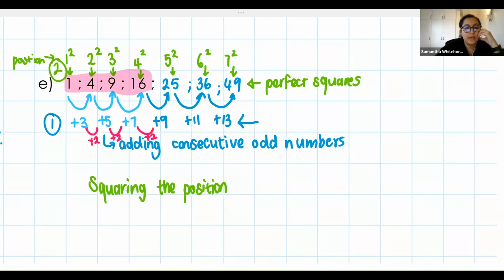Good. Okay, and then Charlotte, just explain to me what your question was. Maybe I need to unmute you. There we go. Ma'am, because adding consecutive odd numbers and squaring the numbers give you the same answer, would that be the same thing in this case? Yes. So in this case, you could describe it in 2 different ways. Oh, okay, then thank you.